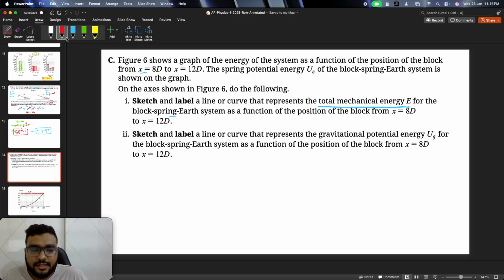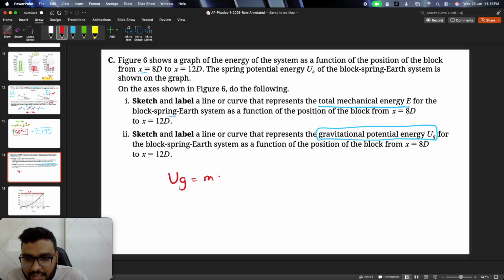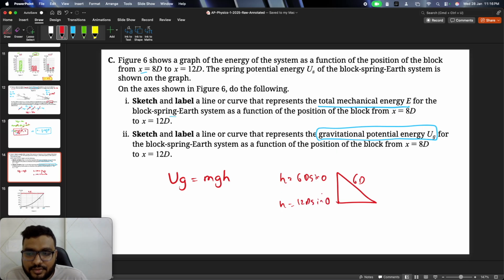Now what does the next part say? Sketch and label a line or the curve that represents the gravitational potential energy. So gravitational potential energy, what was that? We had just written it in this way, that gravitational potential energy is equal to mgh, and it is dependent on the height, and height is dependent on whatever is the distance. So if the distance is 6d, the height becomes 6d sine theta. If the distance is 12d, it becomes 12d sine theta. So whatever is the height, it becomes the value times d sine theta.